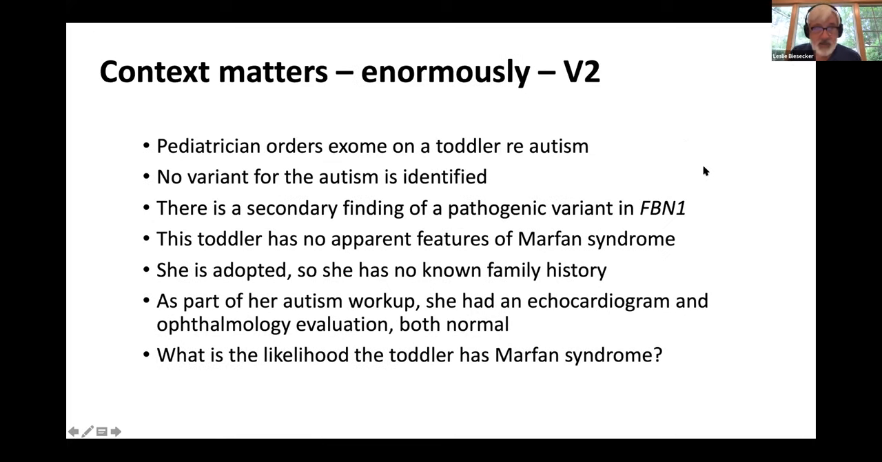Now, let's change the context. So a pediatrician orders an exome on a toddler because that young child has autism. No variant for the autism is identified, but she has a secondary finding of a pathogenic variant in fibrillin 1. The toddler has no apparent features of Marfan syndrome, and she's adopted, so we don't have any family history to know whether her family members have Marfan syndrome or not. And as part of her autism workup, she had been to a geneticist and had an echocardiogram and an eye exam. Both of them were normal. So what's the likelihood that she has Marfan syndrome?